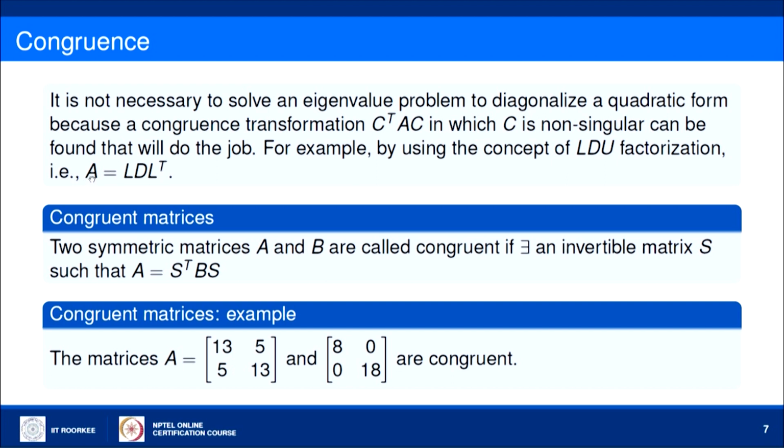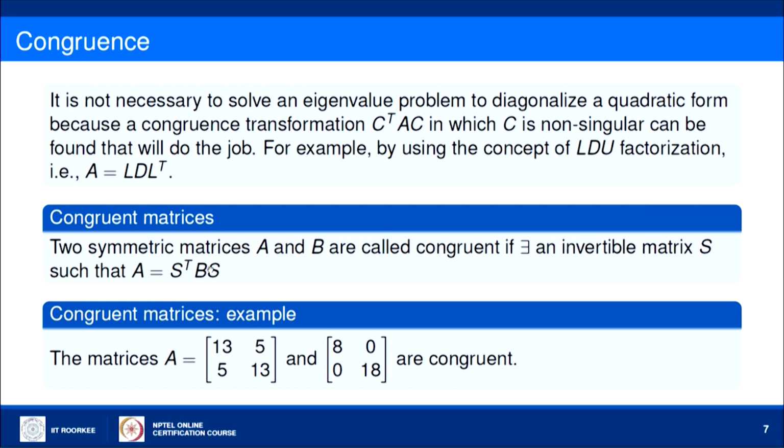So, I can write A equals L D L transpose, which is a congruence transformation C transpose A C, where L equals C. Now, two symmetric matrices A and B are called congruent if there exists an invertible matrix S such that A equals S transpose B S.